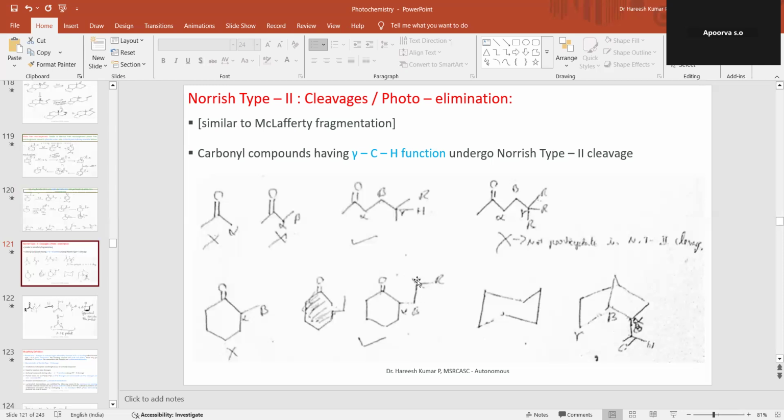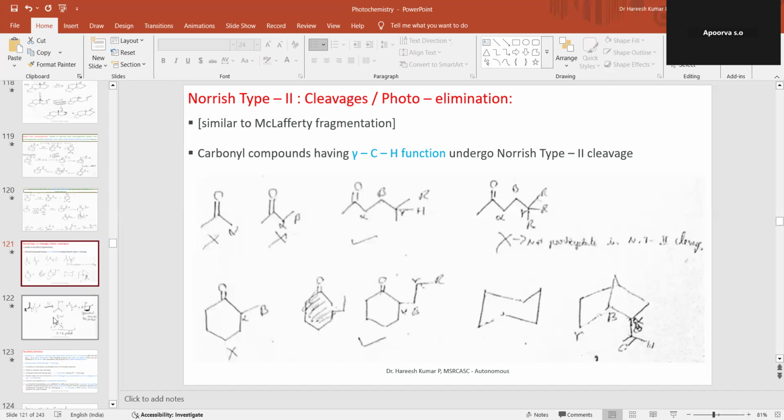That means this might undergo Norrish type II reaction. So here there is no carbonyl group, but here there is a carbonyl group: alpha, beta, gamma. Here also a hydrogen is there. So this might also undergo Norrish type II reaction.